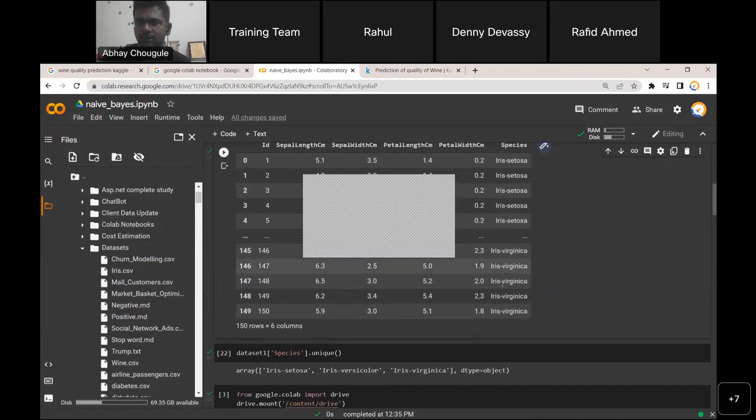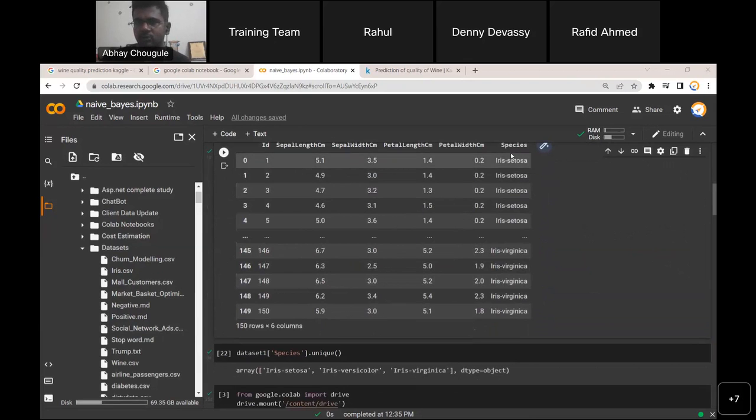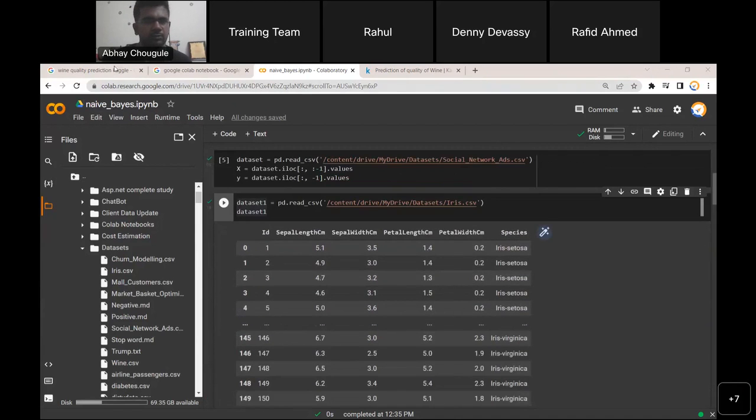So you can convert them with one hot or label encoding, it doesn't matter. But for prediction purposes, you can pass the y column as this one and the observation column as this one. Is it possible from you? The independent variables are this one, and you can take the dependent variable as species. Do you have the iris data set, or can I share it with you?